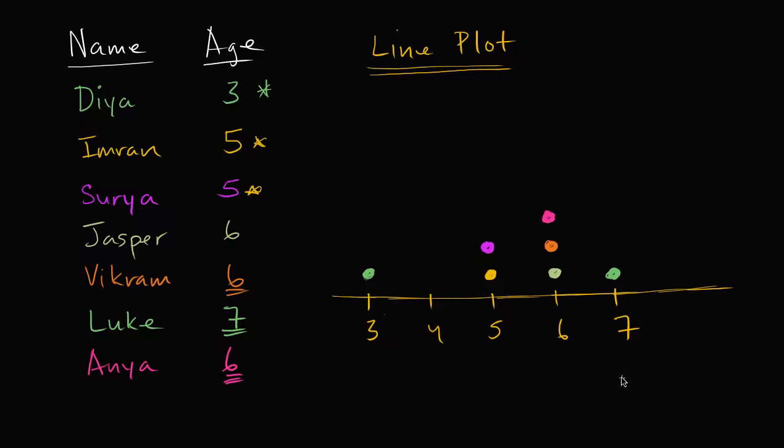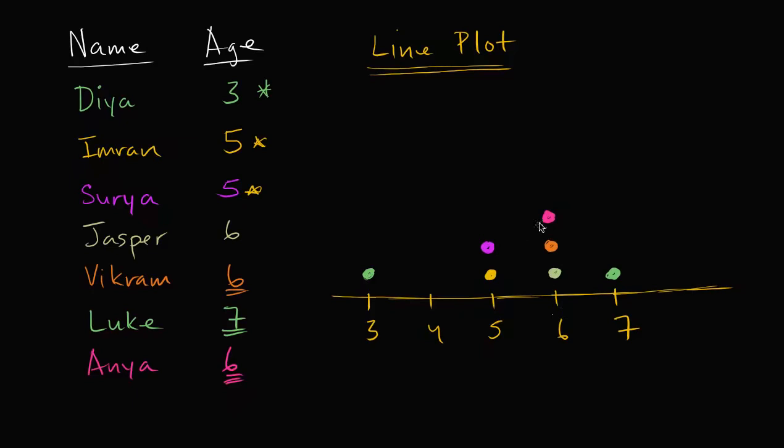And the reason why this line plot is useful is it helps us look at, well, how many of each age do we have? It might be a little bit more confusing to just look at the table here. Because when you look at the line plot, it's very clear. Hey, look, there's no one here who is age 4. And look, we have the most people who are age 6.